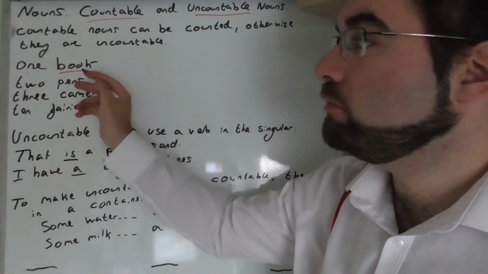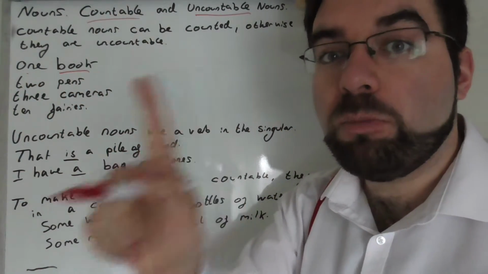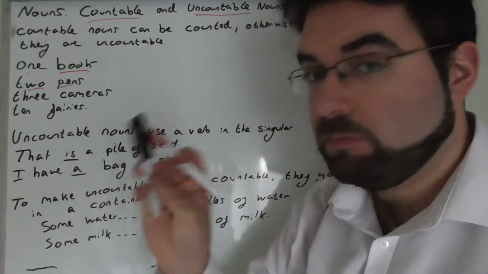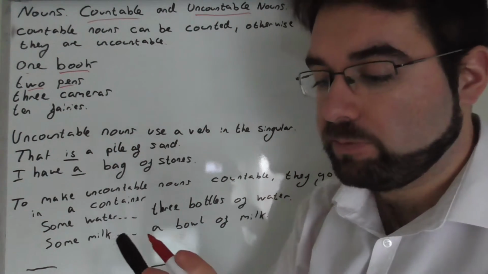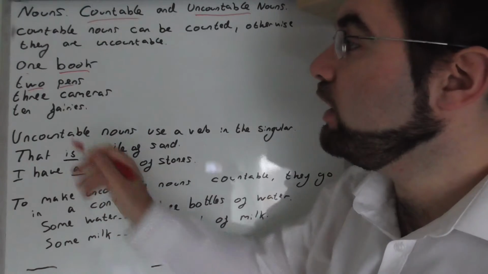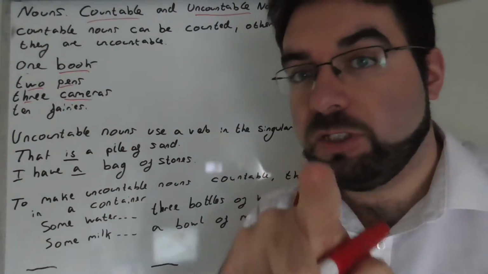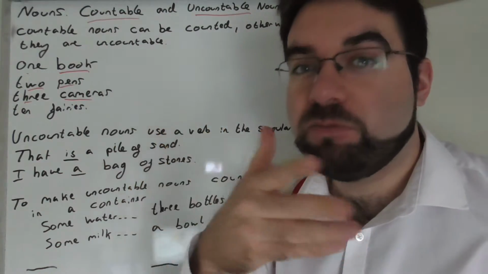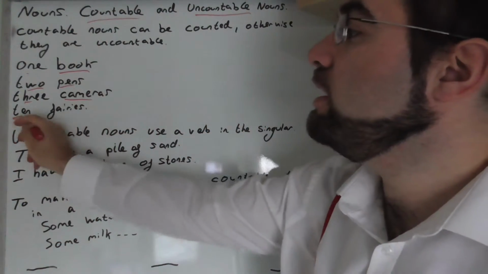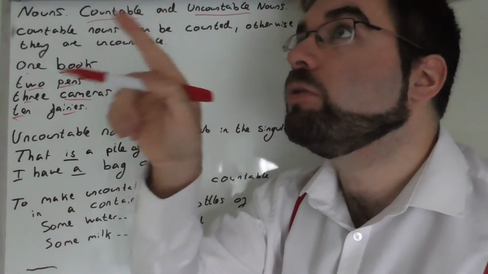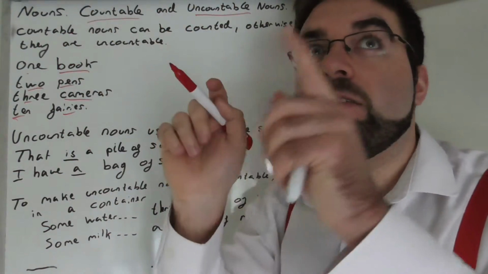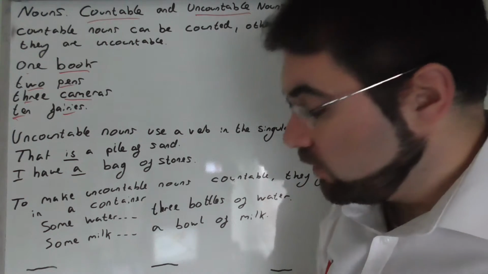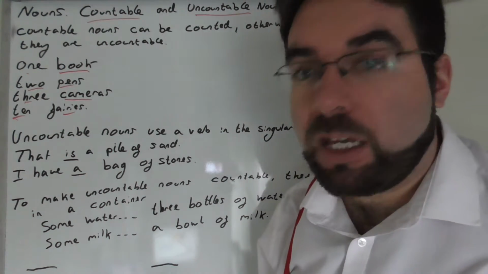1 book. 2 pens. Very nice. 3 cameras. Camera here. 1, 2, 3. Very good. 10 fairies. 1, 2, 3, 4, 5, 6, 7, 8, 9, 10. 10 fairies. Very nice. So countable, simply we can count them.